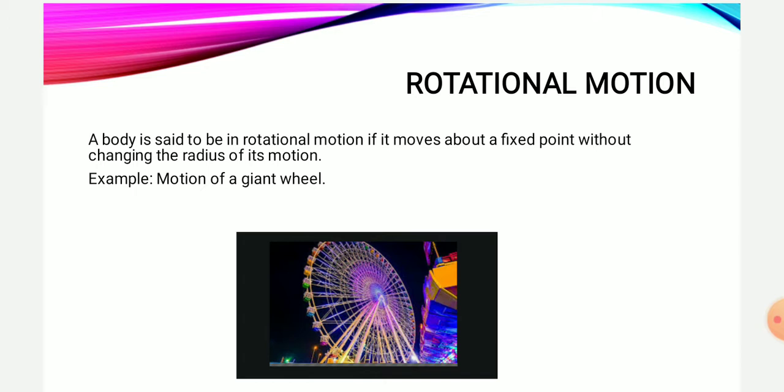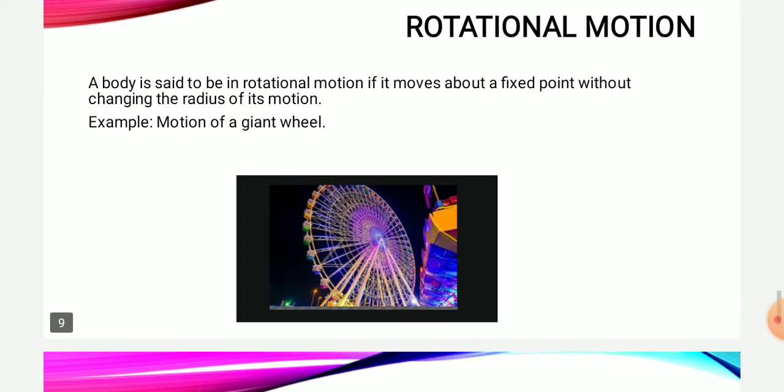Another example is the motion of a giant wheel. Now, as you can see in the image, the giant wheel has a fixed point, and the giant wheel is moving around that point only. So that type of motion is termed as rotational motion.